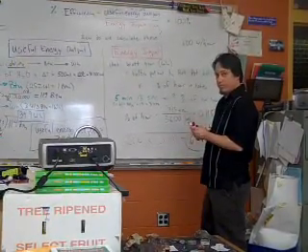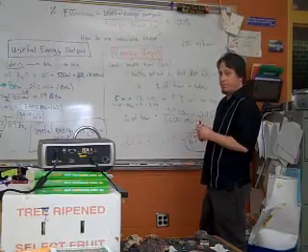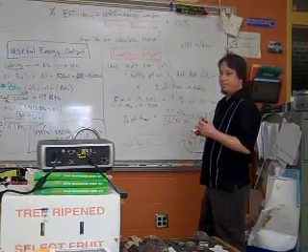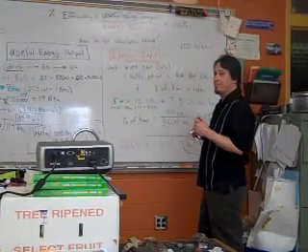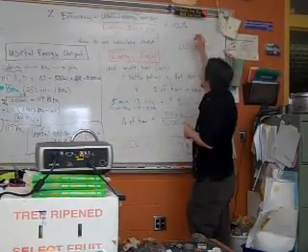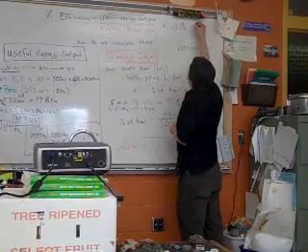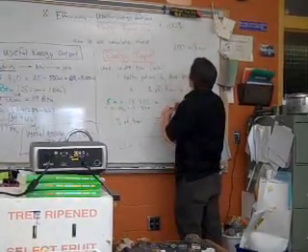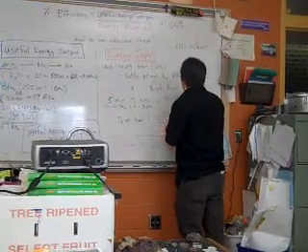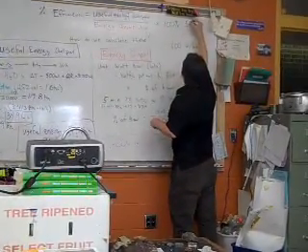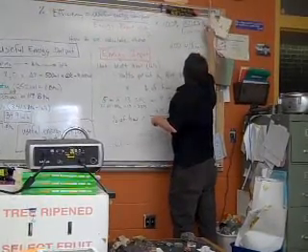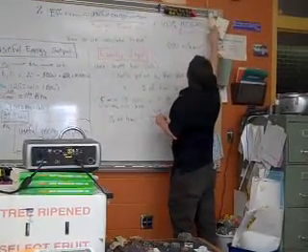69 times 100. Yeah. 50.57. Okay. 50.6. 50.58%. So about 50% efficient.